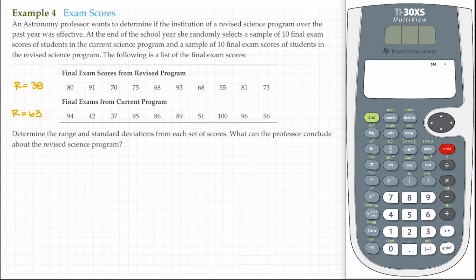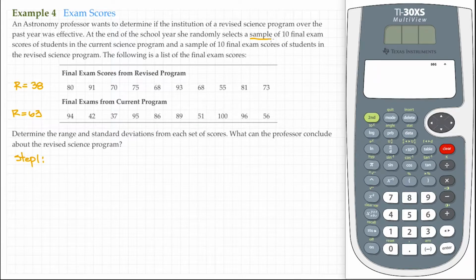Now for the standard deviations, we'll do that in five steps. The first step is we have to determine if the data is of a population or a sample, because that'll determine whether we divide by the size of the population or we divide by the degrees of freedom for a sample. And of course, as we read this, it says right here, at the end of the school year, she randomly selects a sample. So it says it right in the copy here.